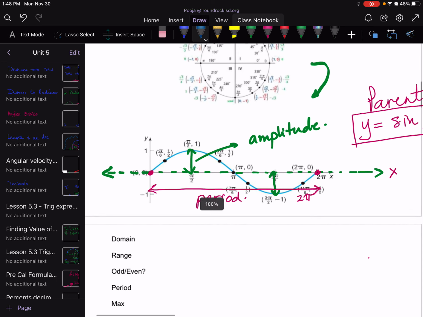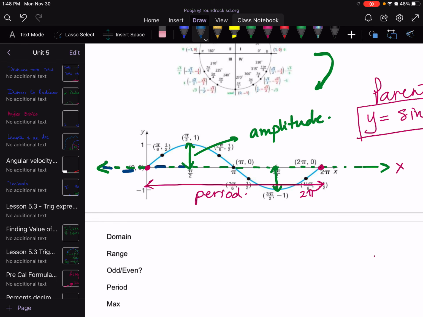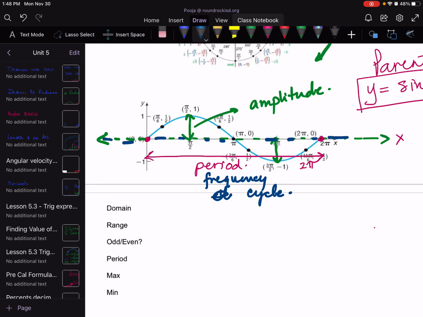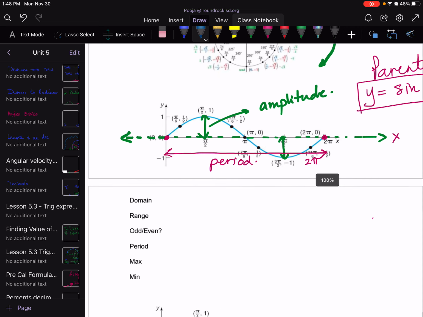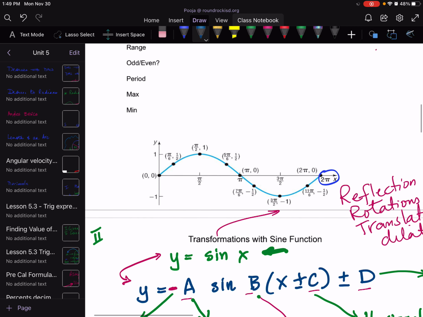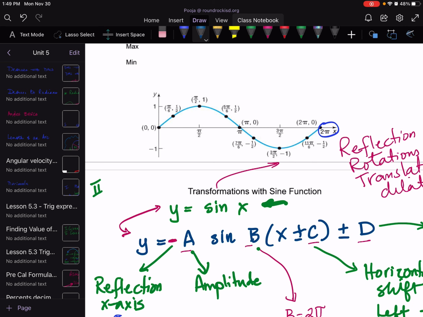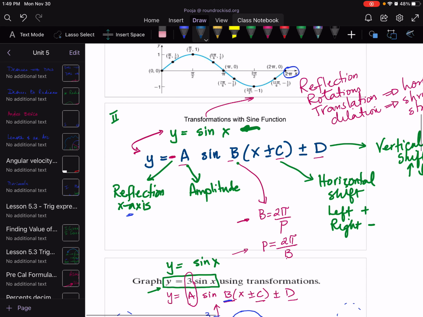We need to be aware of what the amplitude is, and amplitude is always calculated from the average. And then the period, another name for period is frequency or cycle. All these three are referred to as P. And then the domain, range, and all that stuff, odd and even functions. Once we got comfortable with the parent function, then we started transforming the sine function. And that one big equation for that is the one that involves A, B, C, D, the job of A, B, C, D, and what effects they have on the graph of the parent function.